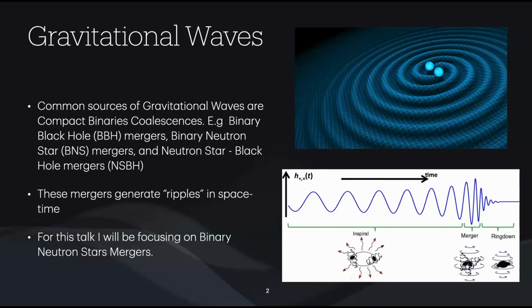So we have this thing known as a strain, which is really just a contraction in space. And as you can see, as they start merging, it starts out slow, and then eventually we reach a peak and increase in frequency. And then finally, there's a merger. At the merger, there's a ring down as it dissipates off. So for this talk, I'm going to be focusing mostly on binary neutron star mergers.